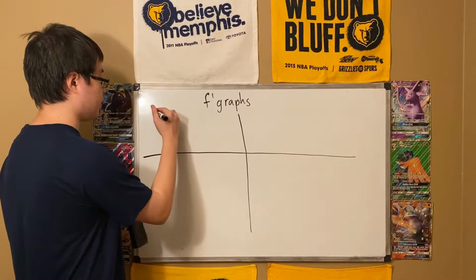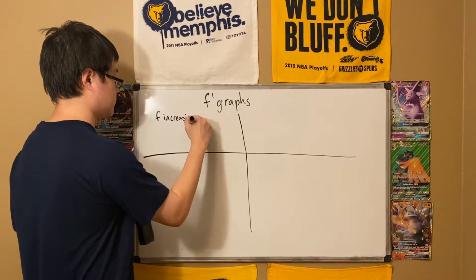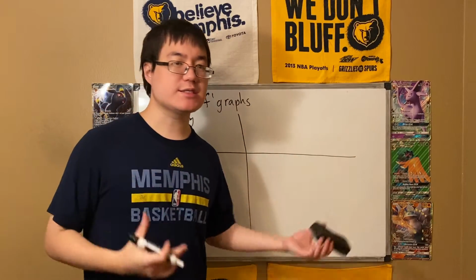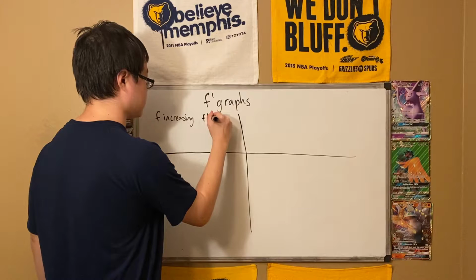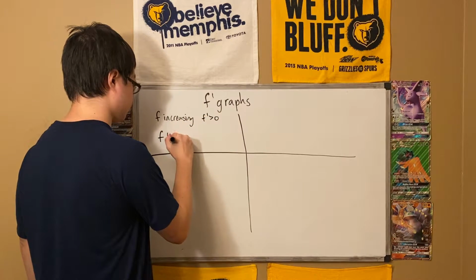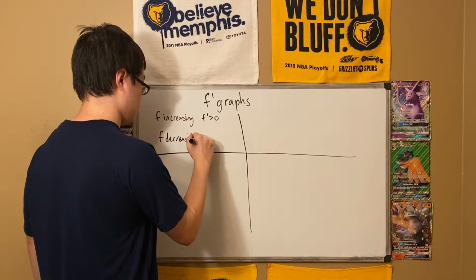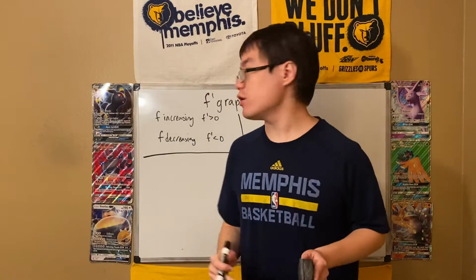The first question we always start off with is: where is f increasing? That's the same rule as always. It's where f prime is positive. And f is decreasing where f prime is negative. It's the same thing as our sign chart videos.